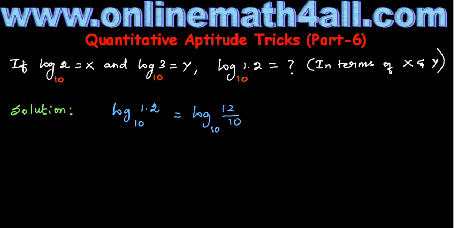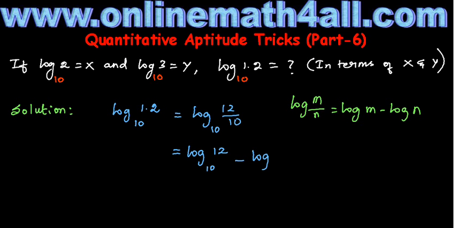When we see log 12 over 10, I remember the fundamental law of logarithm, that is log m over n is equal to log m minus log n. But in our problem we have 12 instead of m, and instead of n we have 10. So I'm going to write log 12 to the base 10 minus log 10 to the base 10, because in m over n, instead of m we have 12, and instead of n we have 10. So for m I write 12, for n I write 10.